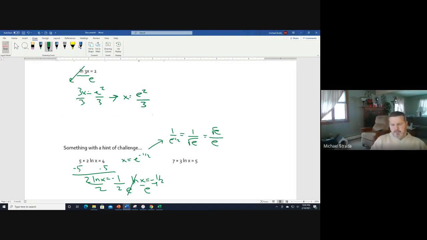7 plus 3, natural log x equals 5. So for those of you looking to show the bare minimum, you subtract 7 and then divide by 3. 5 minus 7 is -2. -2 divided by 3 is -2/3. So when I isolated it, it would be natural log of x equals -2/3. We would then raise both to a power of e. X equals e to the -2/3. Boom. If it says estimate, you put in e and -2/3.